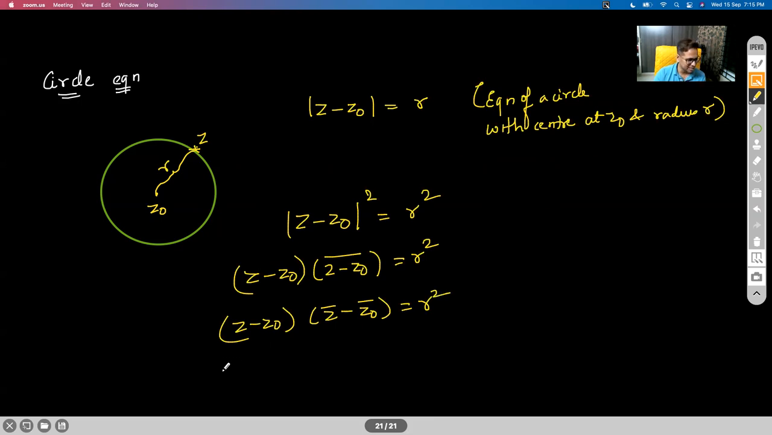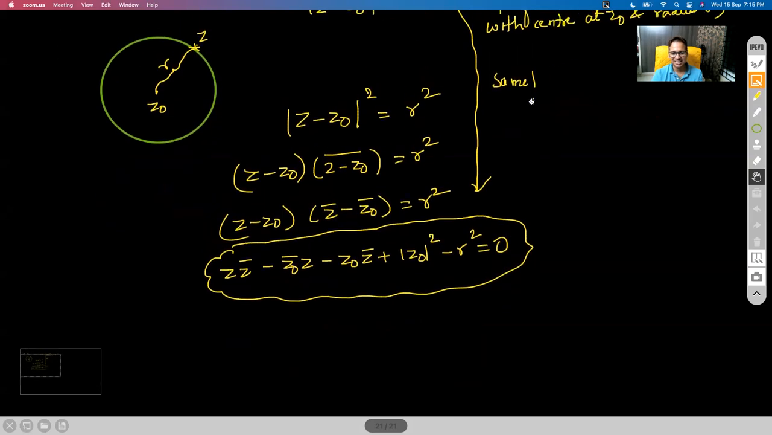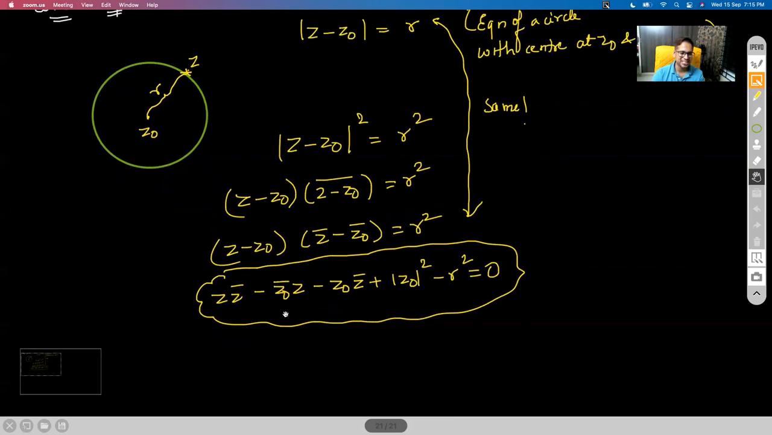If you expand it, it will become Z conjugate Z minus Z naught Z conjugate plus mod Z square minus R square equal to zero. So this is another version of the very same equation. This equation and this equation, they both are the same thing, just written in a complicated manner. So don't be surprised if you see this as the equation of a circle given to you.